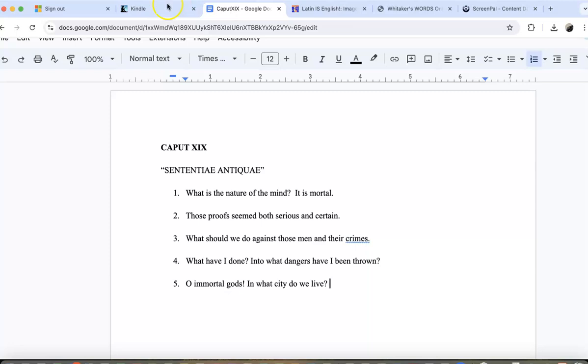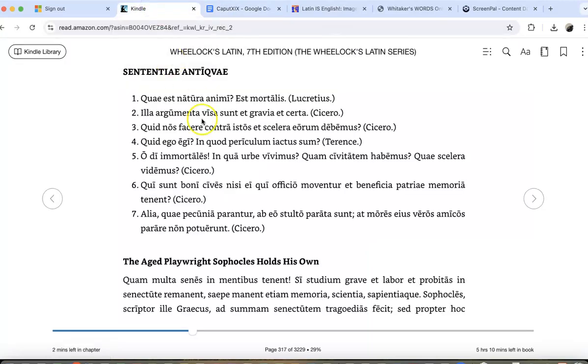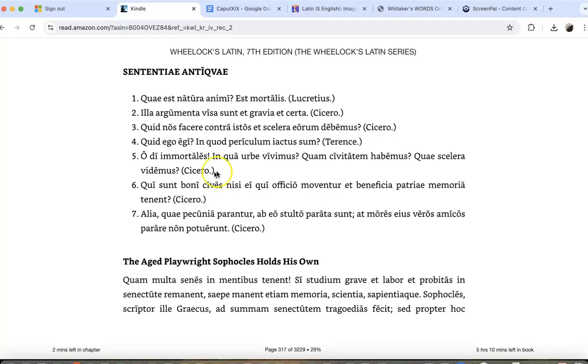Cicero probably is talking about the collapse of the Roman Republic. And so he's asking his fellow Romans to reconsider whether or not it still is a republic or not. In what city do we live? Quam civitatem habemus.